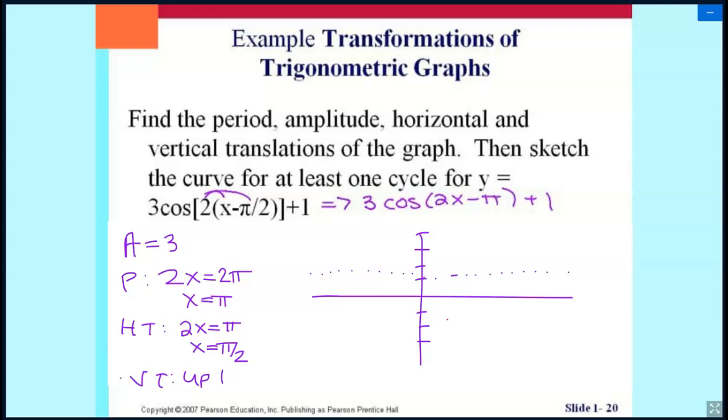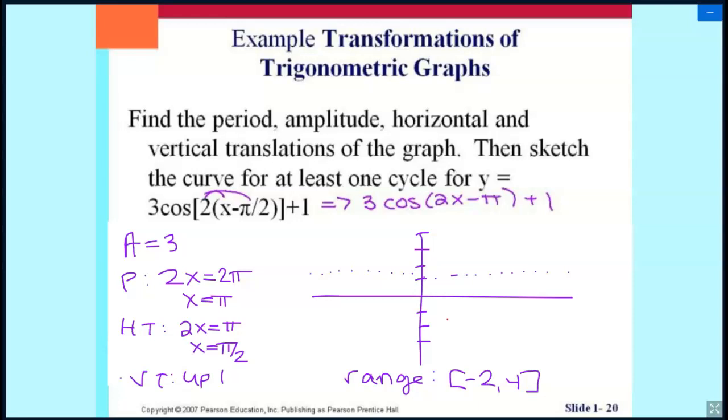So your max and min, or your range, is negative 2 to 4. So again, I said the range on the unit circle is negative 1 to 1. The range on this graph is going to be negative 2 to 4.